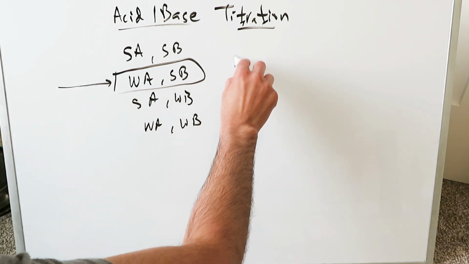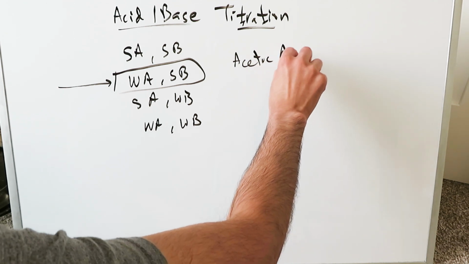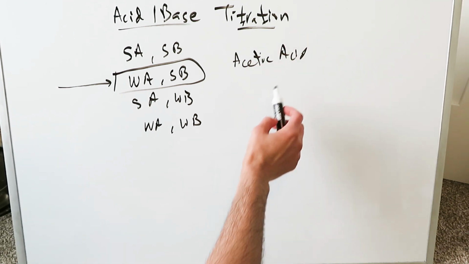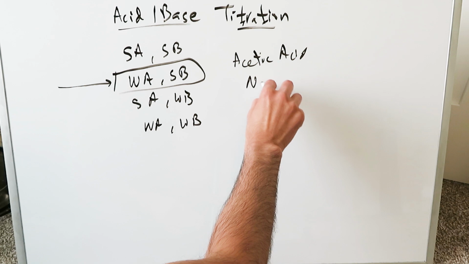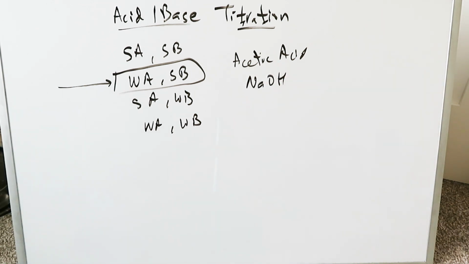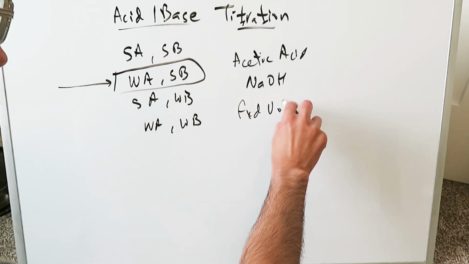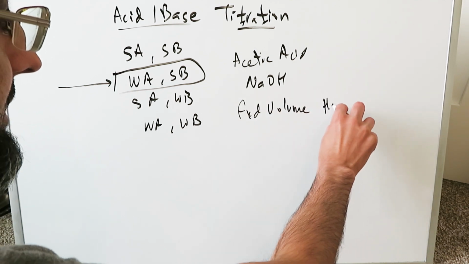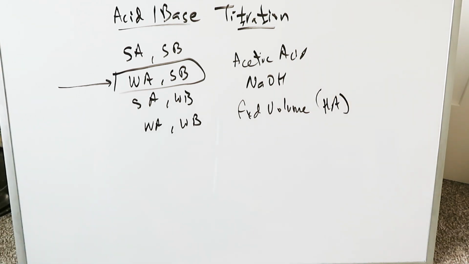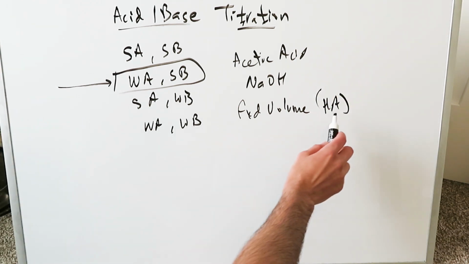A weak acid can be something like acetic acid, or it could be carbonic acid. A strong base could be sodium hydroxide. You would be titrating that. Remember, when you're doing acid-base reactions, you're always going to have a fixed volume of an acid, and here the weak acid I'm going to symbolize in all instances as HA. You'll have a fixed volume of HA.